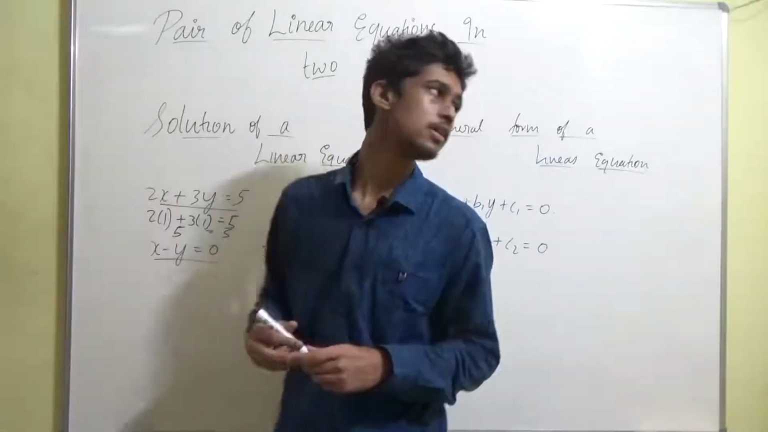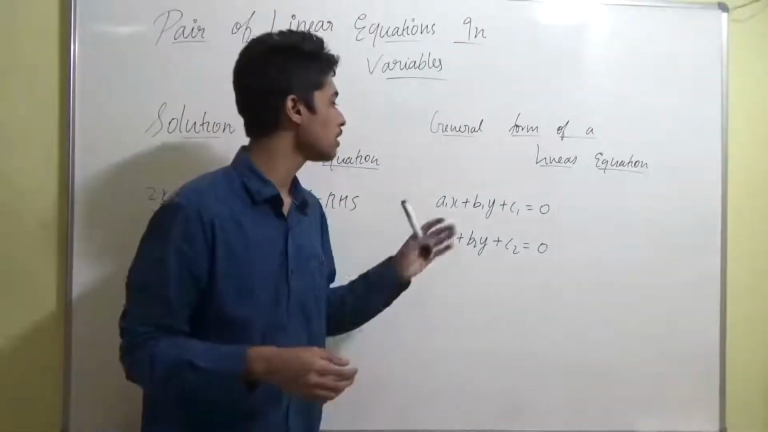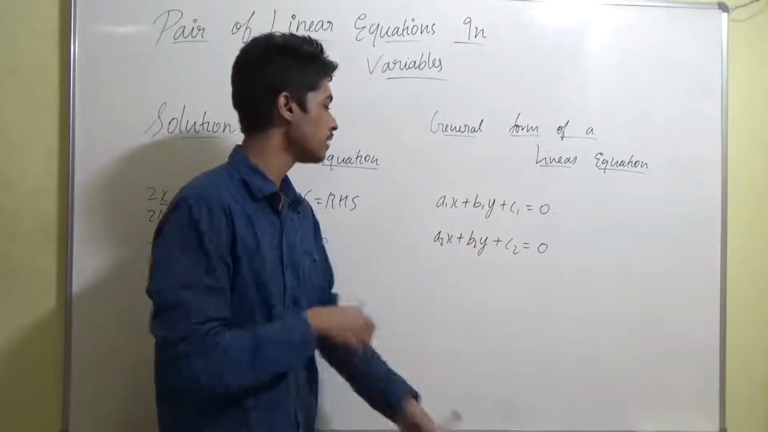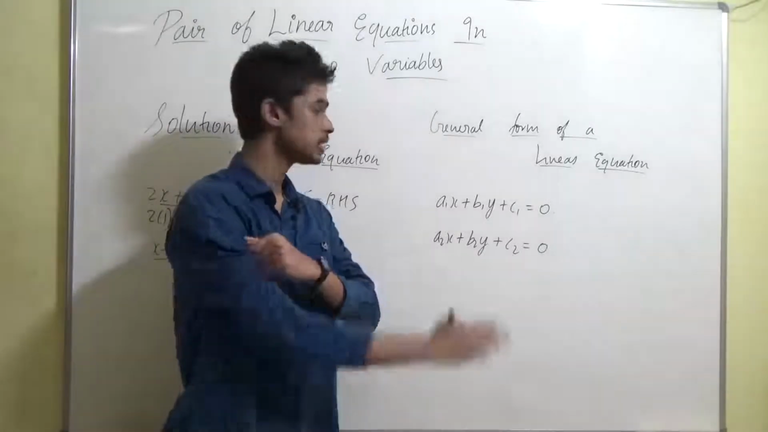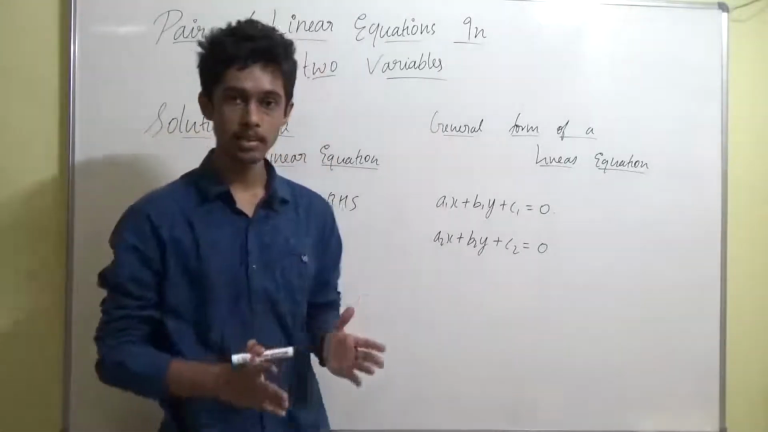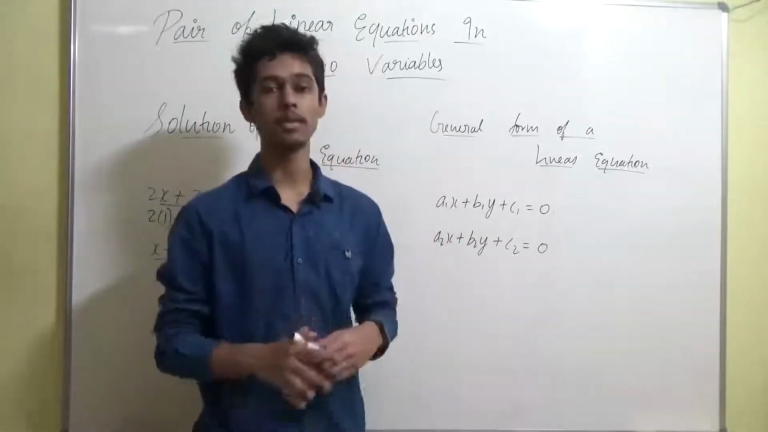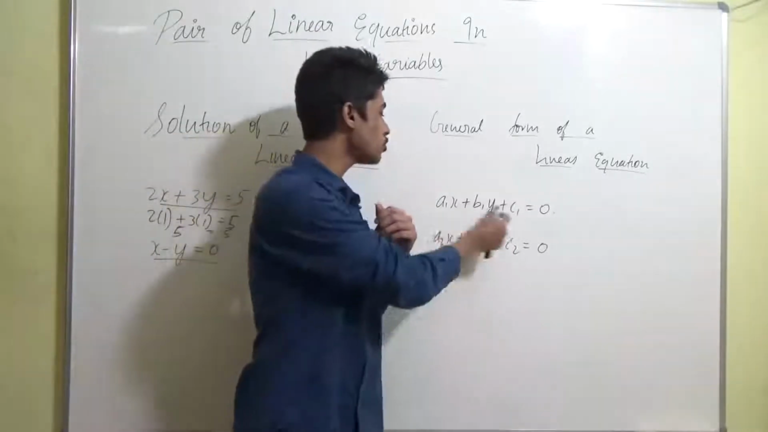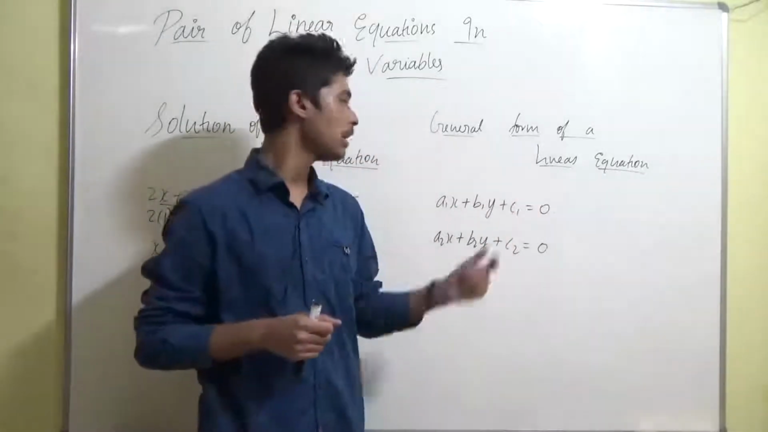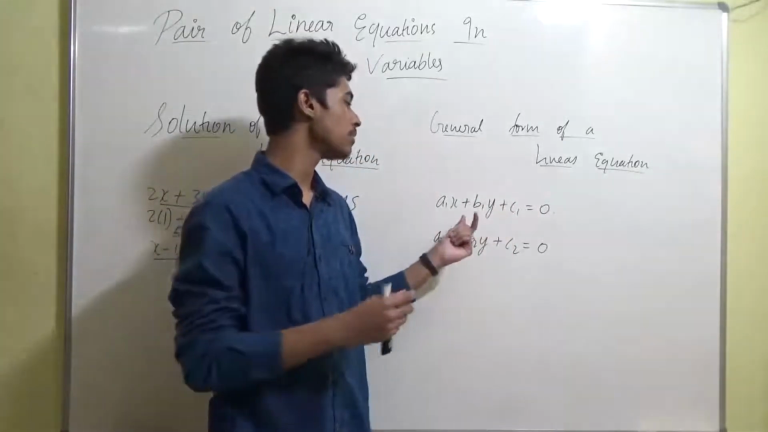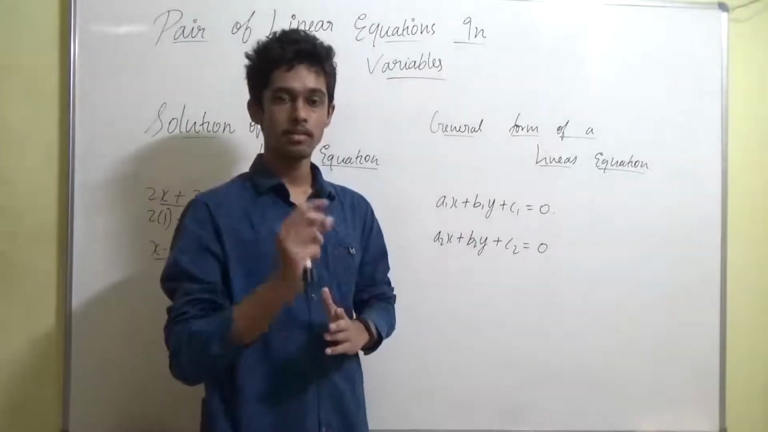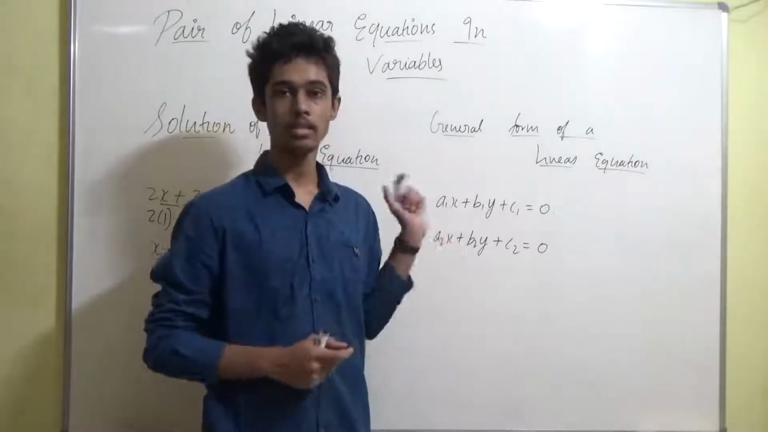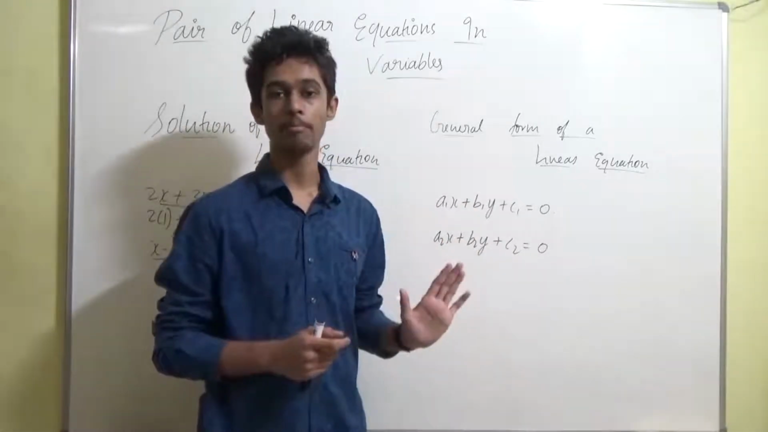Now let's go to the second small topic: you have to know what the general form of a linear equation is. The general form of a linear equation is like this, guys: a1x plus b1y plus c1 equal to 0. This is the general form. It will have two variables and one constant term, and these two variables will be along with a number. That number is represented as a1 and b1. These two numbers can be different or they can be the same.